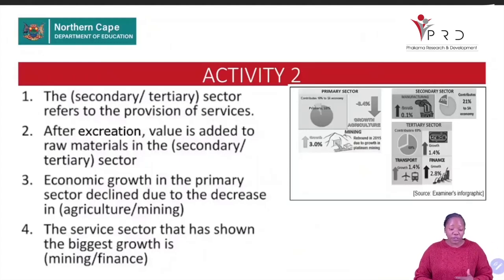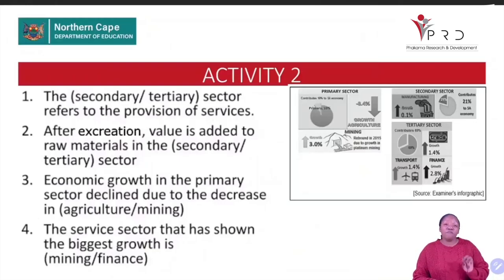Then your third question, the economic growth in the primary sector declines due to the decrease in the agriculture or in the mining. Then the fourth question is the service sector that has shown the biggest growth, the mining or the finance. So here you need to check the diagram so that you can see which one is the biggest and which one declined.